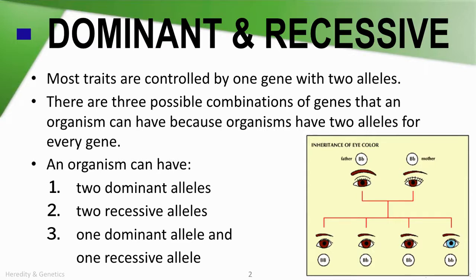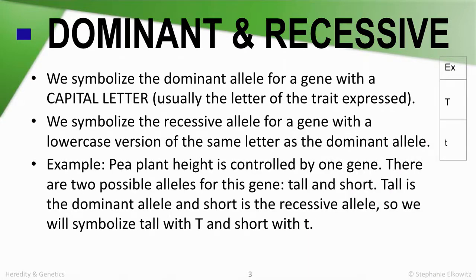The very last one on the right is going to have blue eyes because it has both lowercase b's, both recessive alleles. When you have two recessive alleles, that's when you get the recessive trait, the one that you don't see as often. Let me talk about the letters real quick.